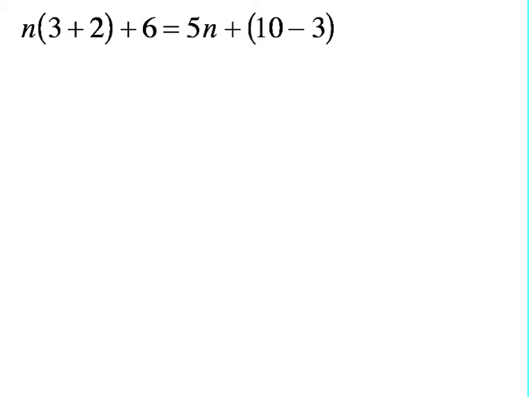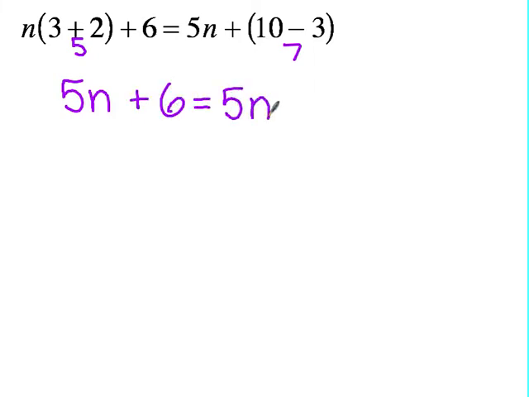What do I do first? Yep, so what do I get? Right? And then what's my other parentheses going to give me? 7. So really what ends up happening is I have 5n. Notice how I'm going to write that, because that looks like something I've seen before. Okay, plus 6 equals 5n plus 7. Now I need to solve that for n.